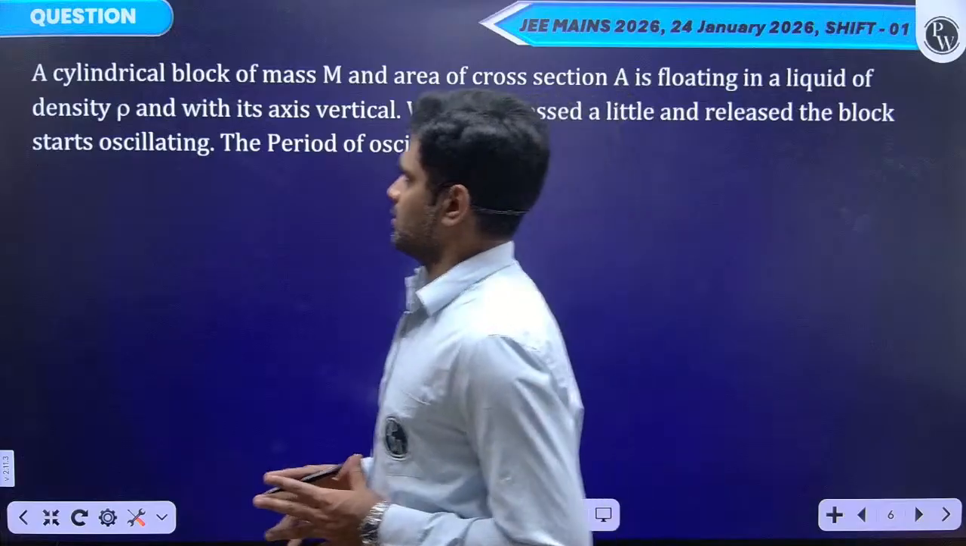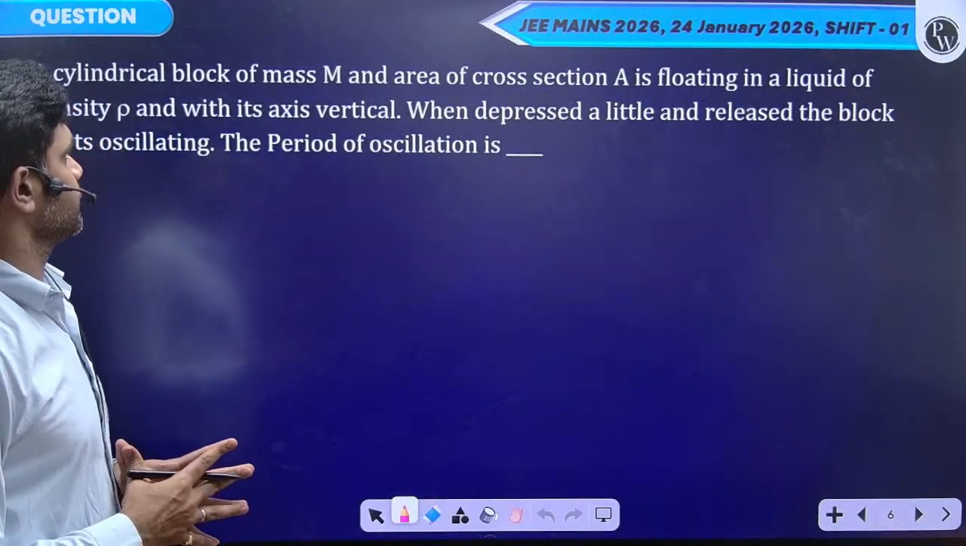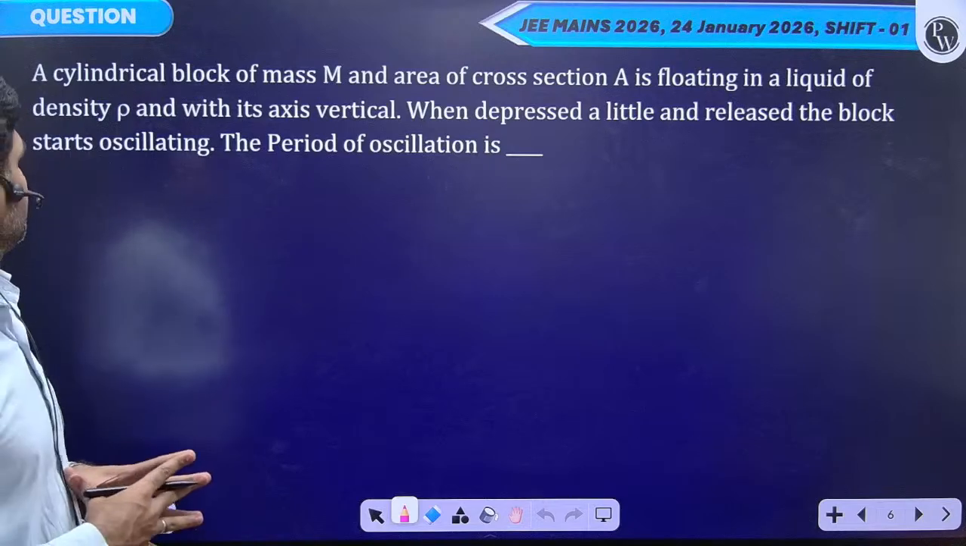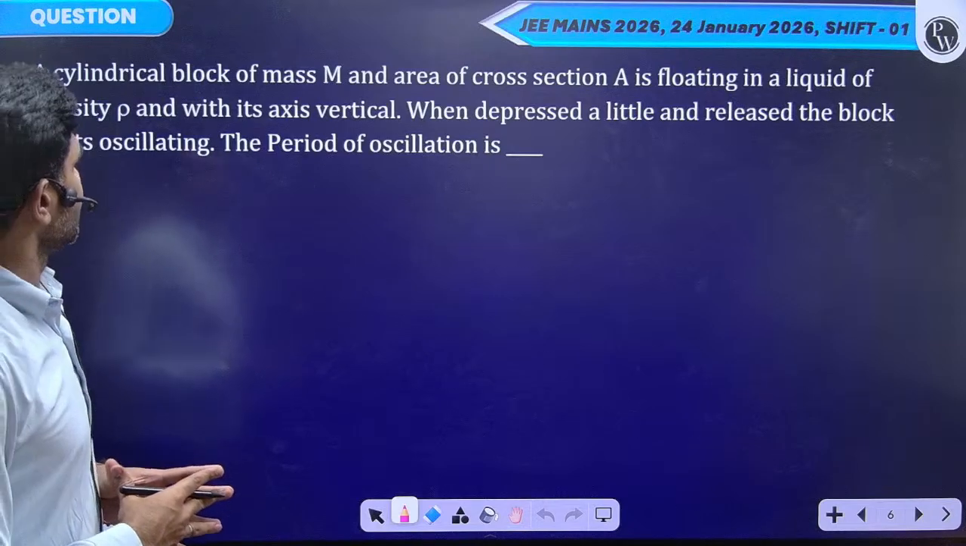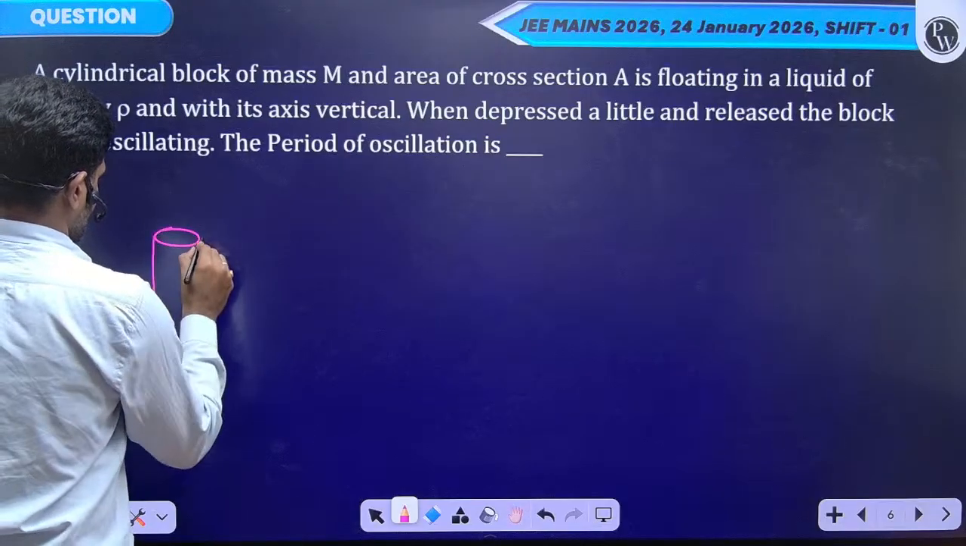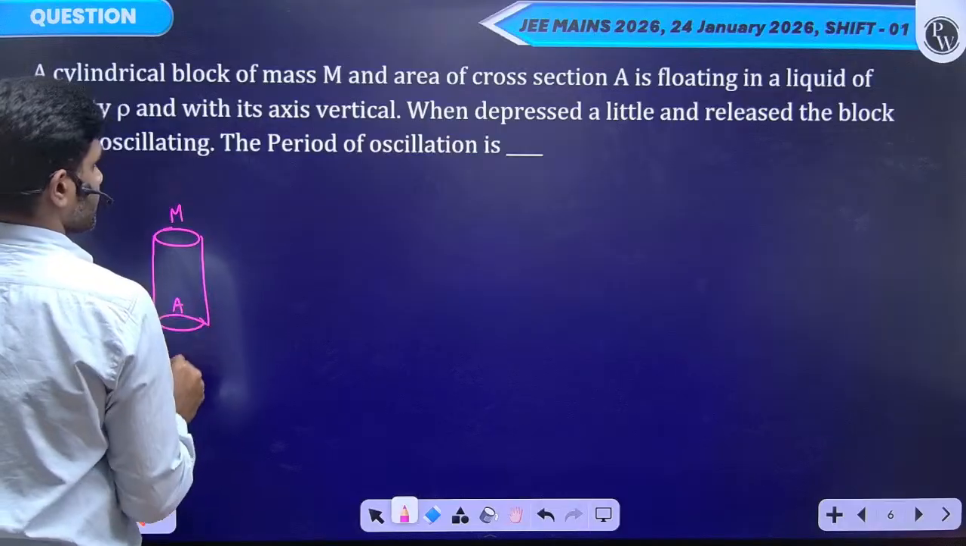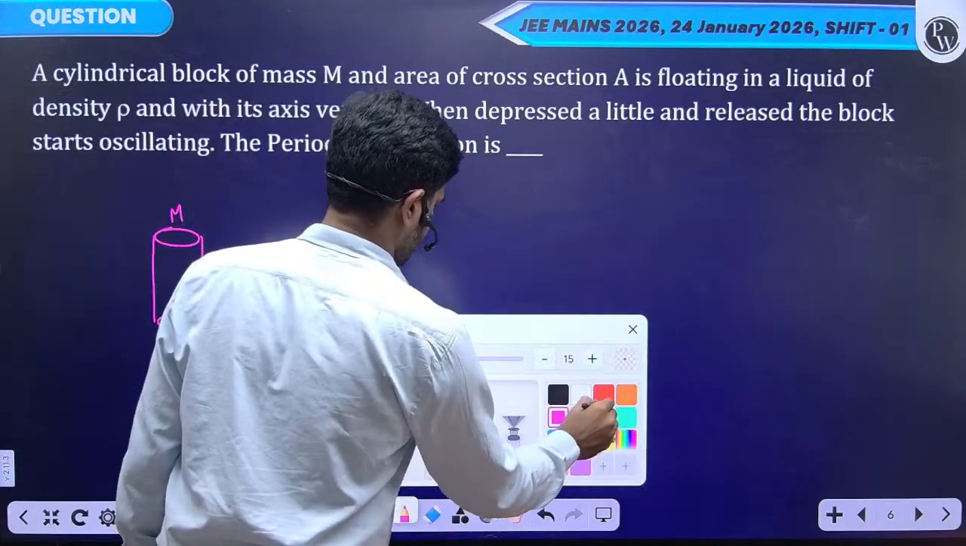This is a little difficult question, but if you know the formula, you can solve this question directly. A cylindrical block of mass m and area of cross section A is floating in a liquid.